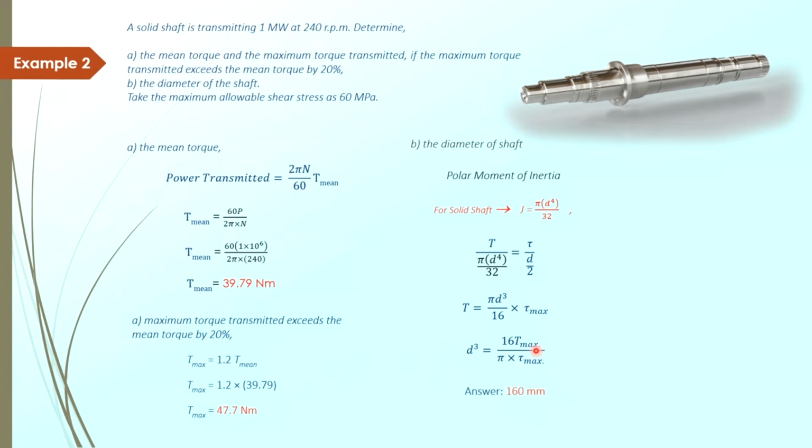Once you put in your T max and your tau max, which is 60 MPa, so 60 times 10 to the power of 6, you would be getting the diameter. The answer for the diameter is 160 millimeter. That is the second example.